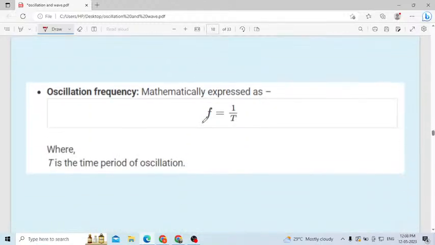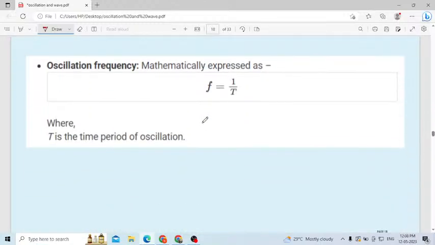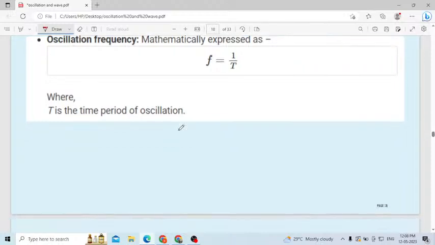Next one, oscillation frequency. Formula: f is equal to 1 by T. T is the time period of oscillation.